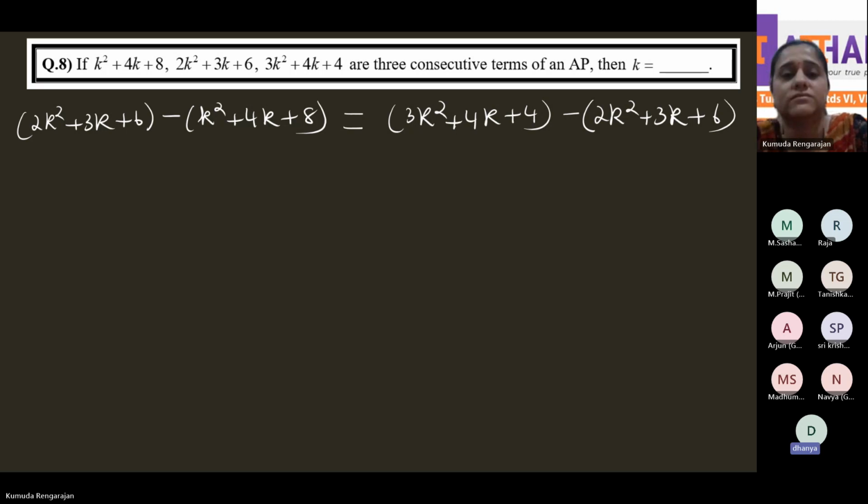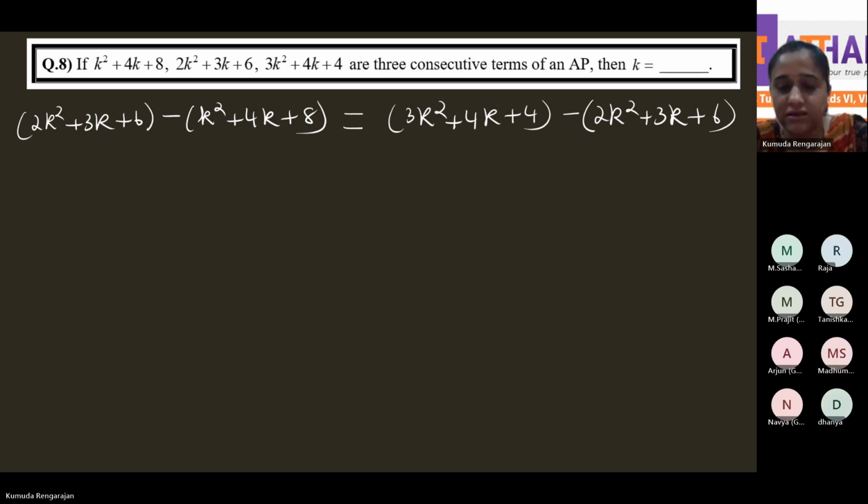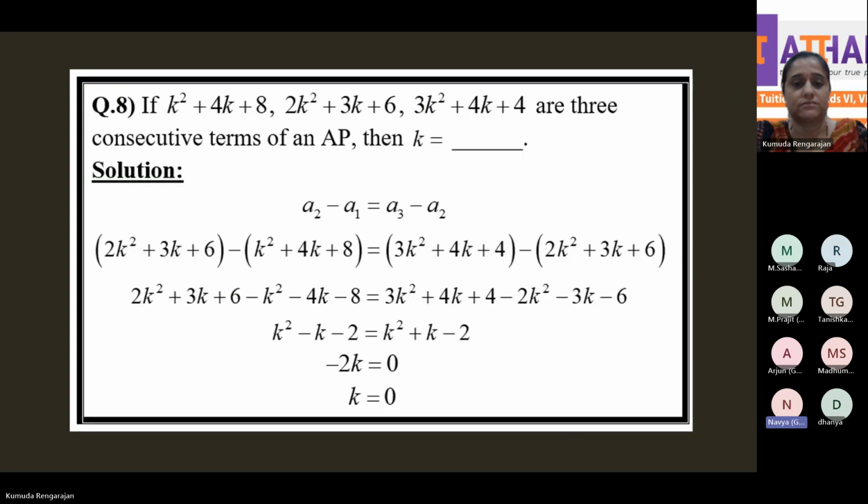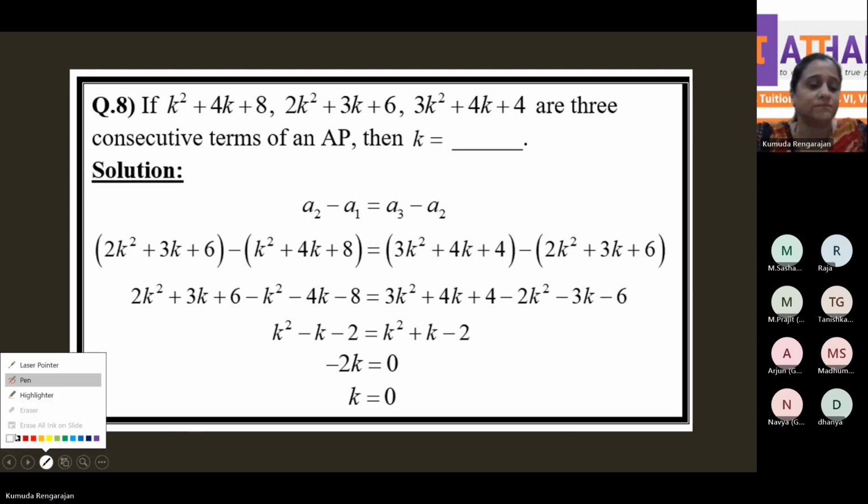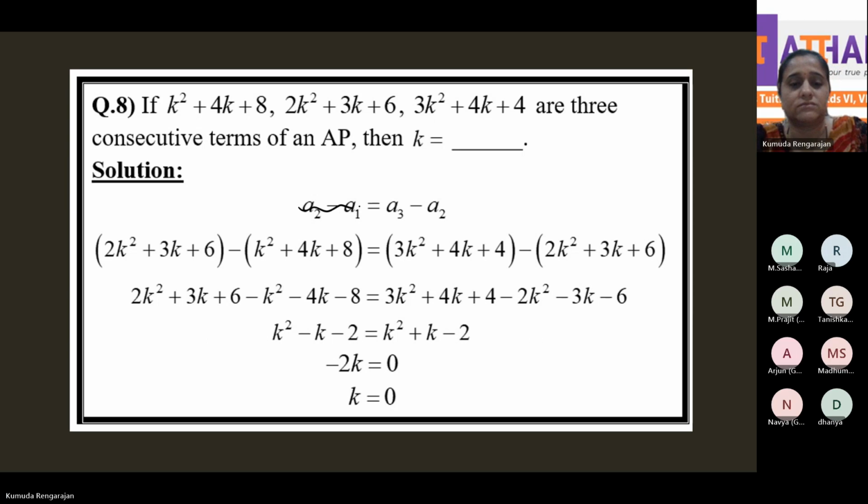Ma'am, K is equal to 0, ma'am. K is 0. Okay. Ma'am, even I'm getting k is equal to 0. Yeah, k is 0. Don't write this, children. Check your working.